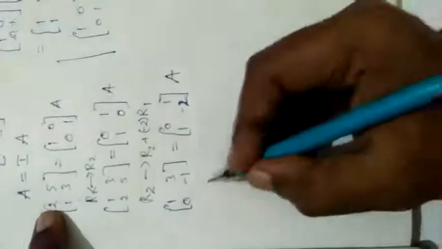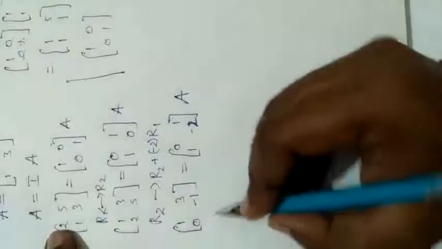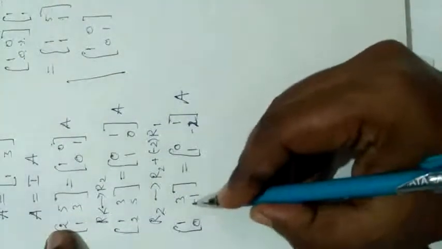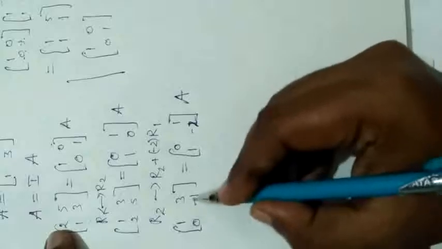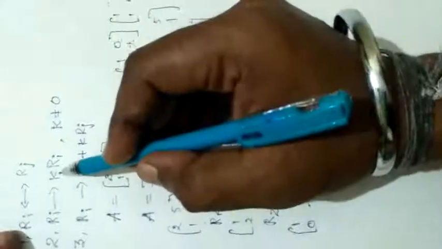So now what is your aim? You need to make an identity matrix, correct? So what you do, this element you make it as 1. Sir, how to make it as 1? If you ask me, it's very easy. You see property 2. Property 2 is actually special for making 1.